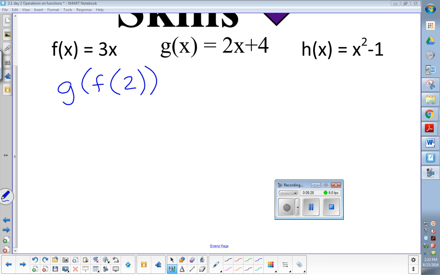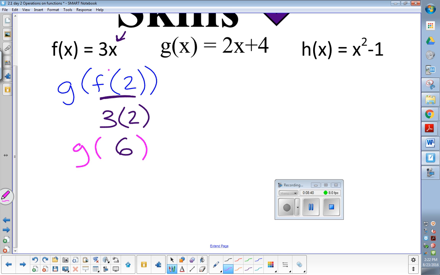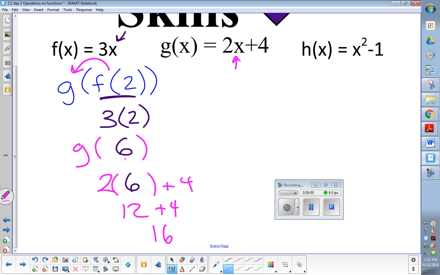We start off on the inside. We're doing F of 2. So we're taking 2 and we're plugging it in right there. So this problem is now 3 times 2, which is 6. That's great, but we haven't done the outside yet. We now want to take that answer and plug it into the equation before it. So I'm going to do G of 6. So I'm taking 6, and I am plugging it in right there for x. So it is 2 times 6 plus 4. 2 times 6 is 12, plus 4 is 16. Just follow your steps. Plug it in, get an answer, plug it in, get an answer.